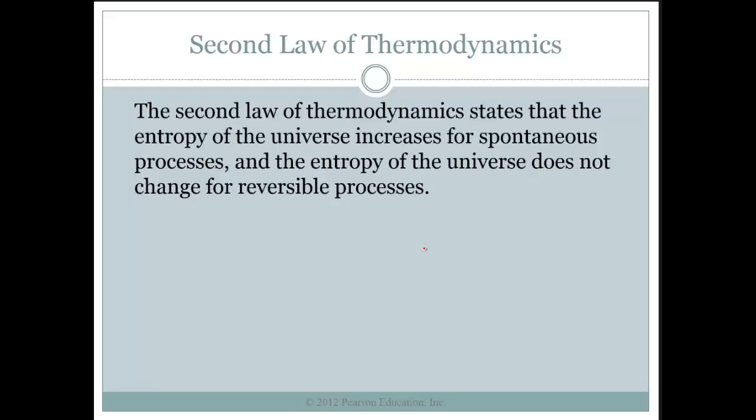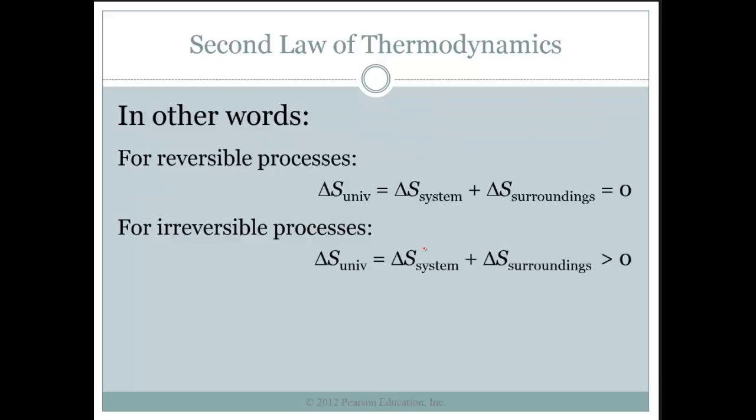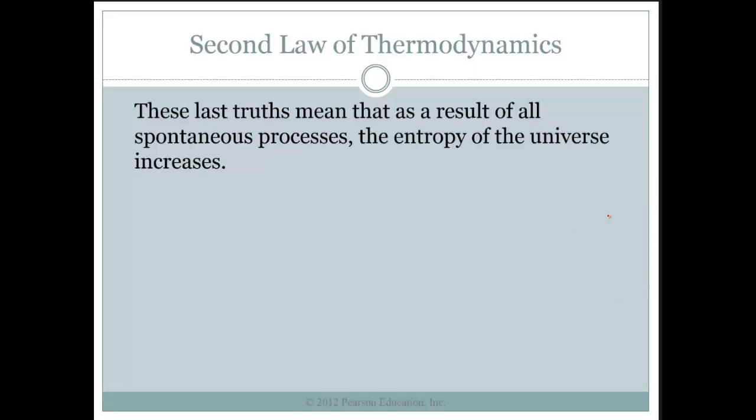The second law of thermodynamics states that the entropy of the universe increases for spontaneous processes, and the entropy of the universe does not change for reversible processes. So in other words, for a reversible process, the change in entropy will be zero. There will be no change. But irreversible will be greater than zero. It'll be positive. These last truths mean that as the result of all spontaneous processes, the entropy of the universe increases.